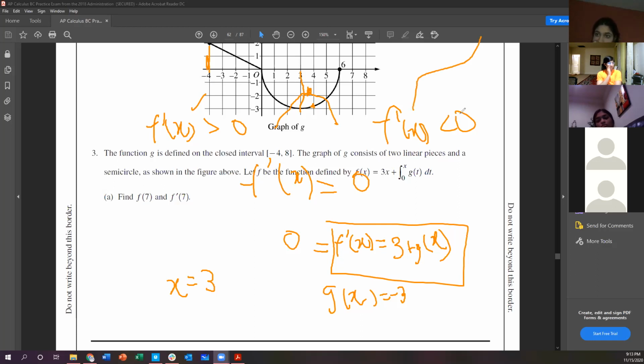Is f prime of x equals 3 plus g of x? Yeah, and then g of x would have, when does g of x equal -3? That would have been when we have a derivative of 0, but to the left of it, the derivative is increasing, and then also to the right of it, the derivative is increasing. You see what I'm saying, guys?